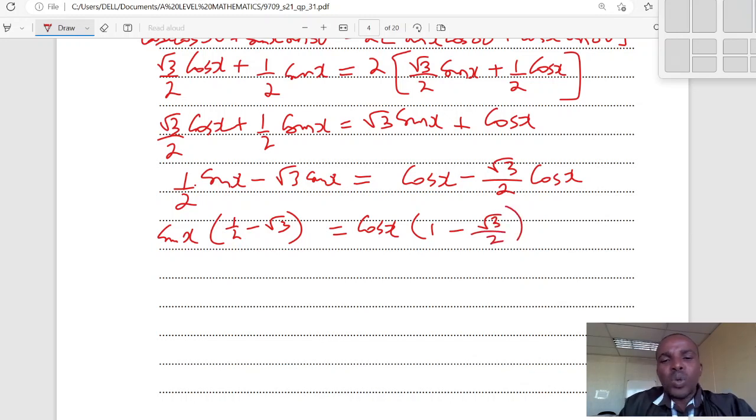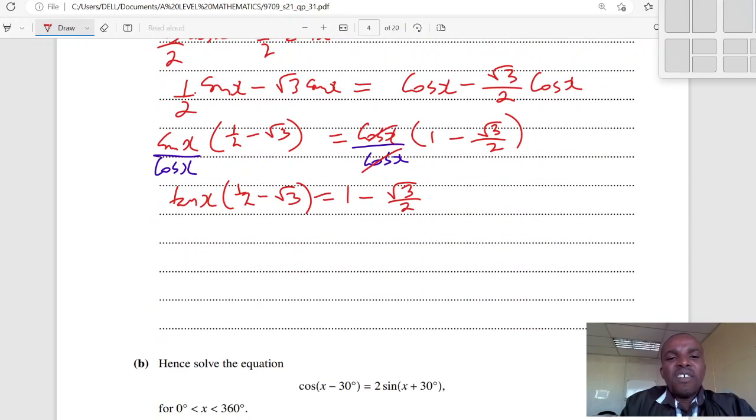Then I can divide by cos everywhere, so that I will get my tan. Sine over cos will be tan. So I divide by cos x, and I'll get tan here. So it will be tan x, then half minus root 3, equals, then on this side cos will cancel out, and I'll be left with 1 minus root 3 over 2. Then I can divide by half minus root 3, so that tan x equals 1 minus root 3 over 2, over half minus root 3.